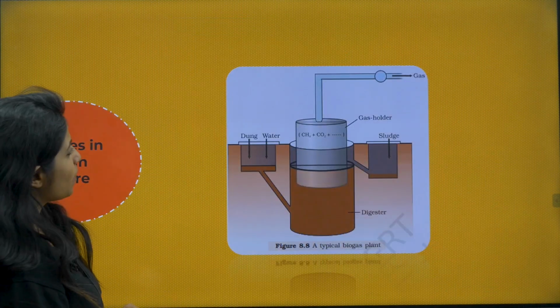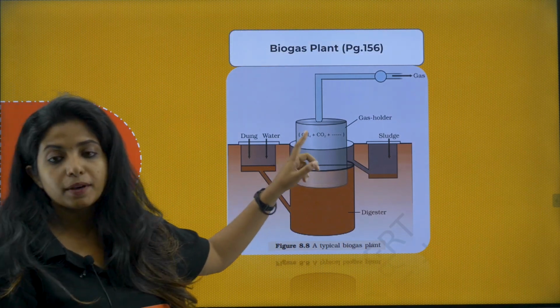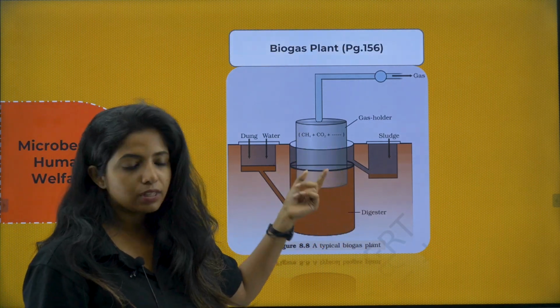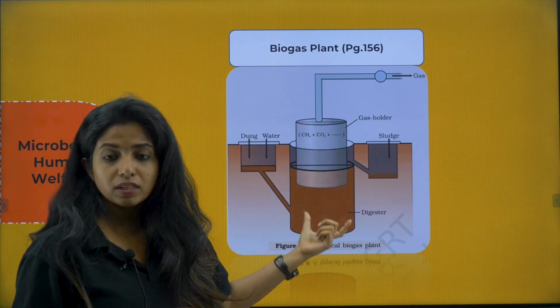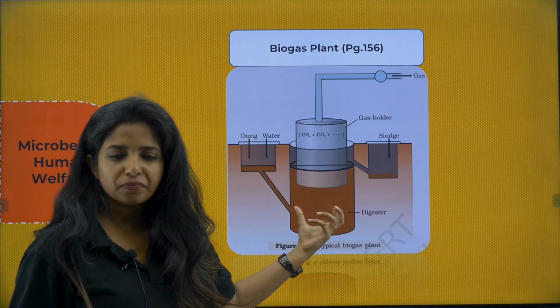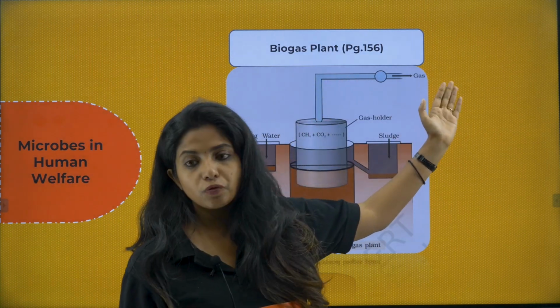Okay. Now, microbes in human welfare. There's a picture of the biogas plant on page number 156. This is where you add the dung, mix it with water, and this goes over here. Now, this is where there is no oxygen. So, the anaerobic bacteria will be giving rise to biogas, and the biogas will be moved from the outlet.